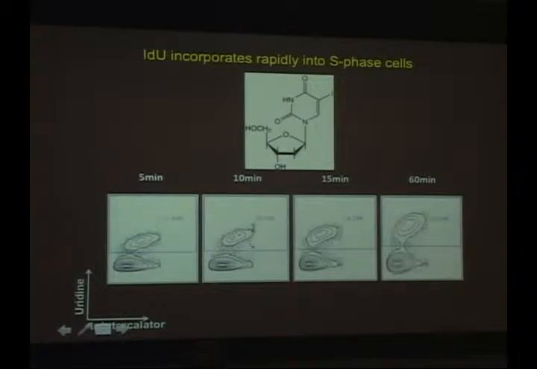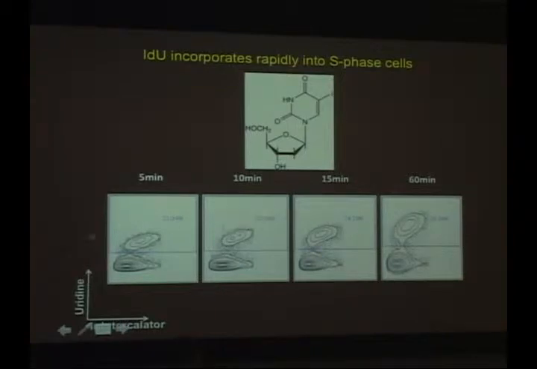And our typical experiments are done at 10 to 15 minutes. As you can see, the longer you go, the more iodine is incorporated into the S phase cells. The fraction by 60 minutes does go up slightly, but there are some cells that are entering S phase during the 60 minutes, so you would expect that to slightly go up.